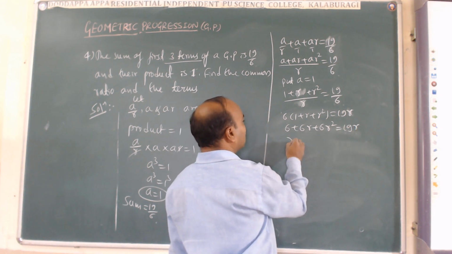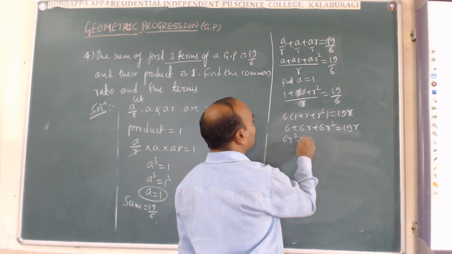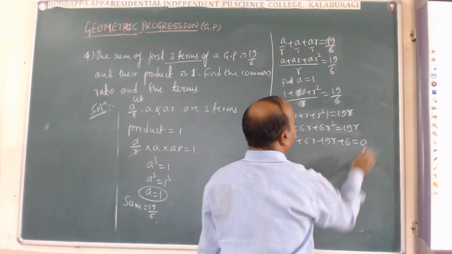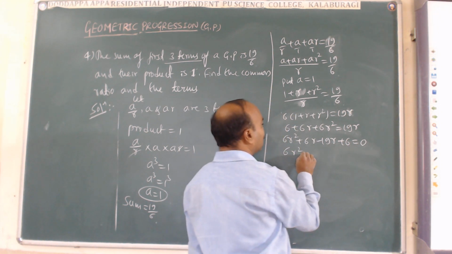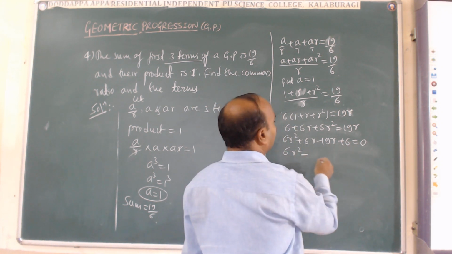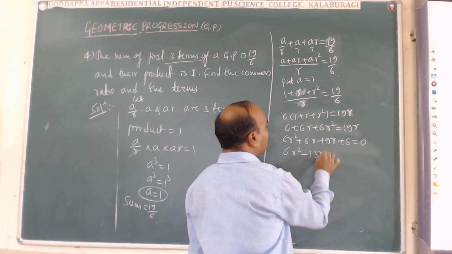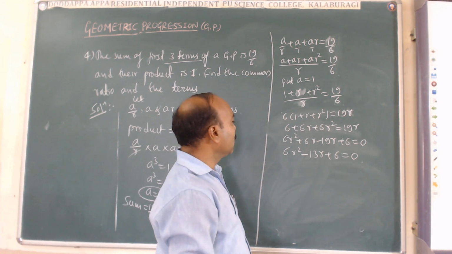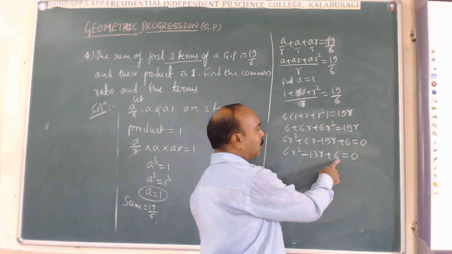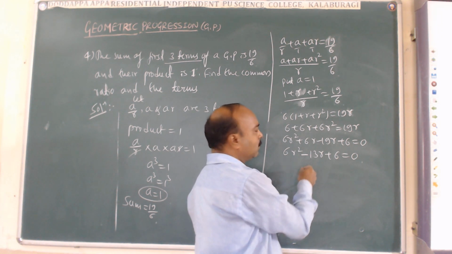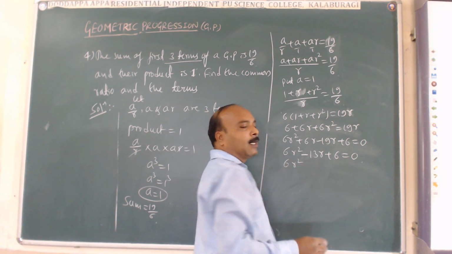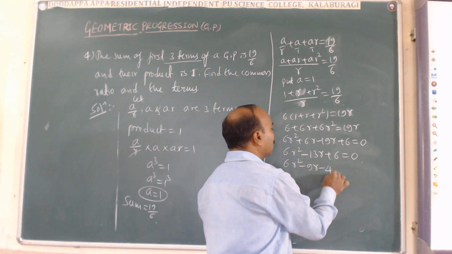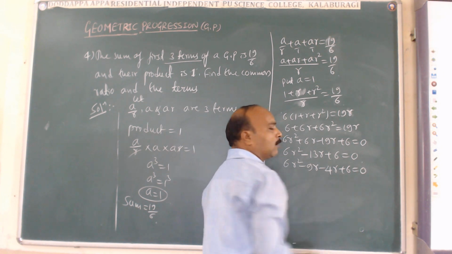We take 19r to this side. 6r square plus 6r minus 19r plus 6 equal to 0. 6r square minus 13r plus 6 equal to 0. Now again factors of this: the product is 36, sum is minus 13. The factors are minus 9 and minus 4: 6r square minus 9r minus 4r plus 6 equal to 0.